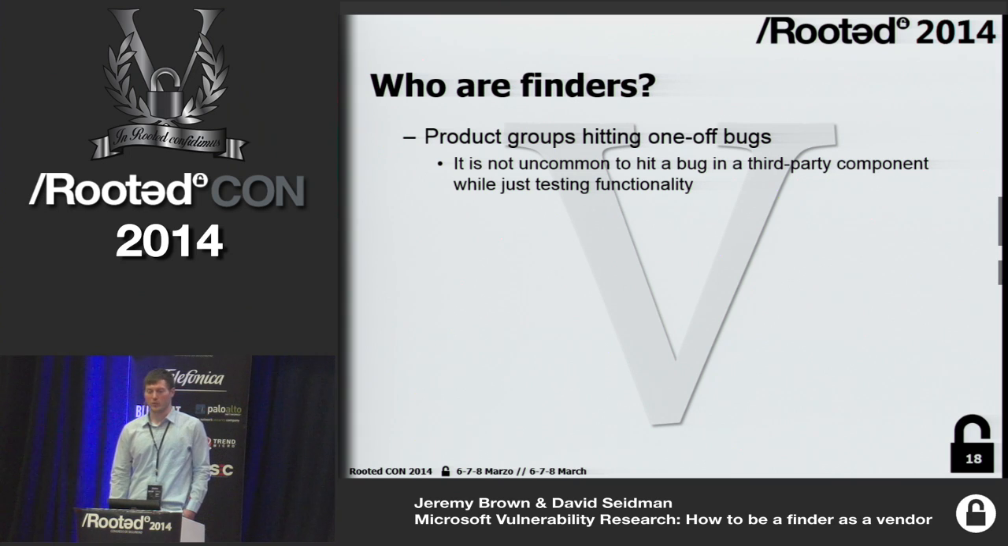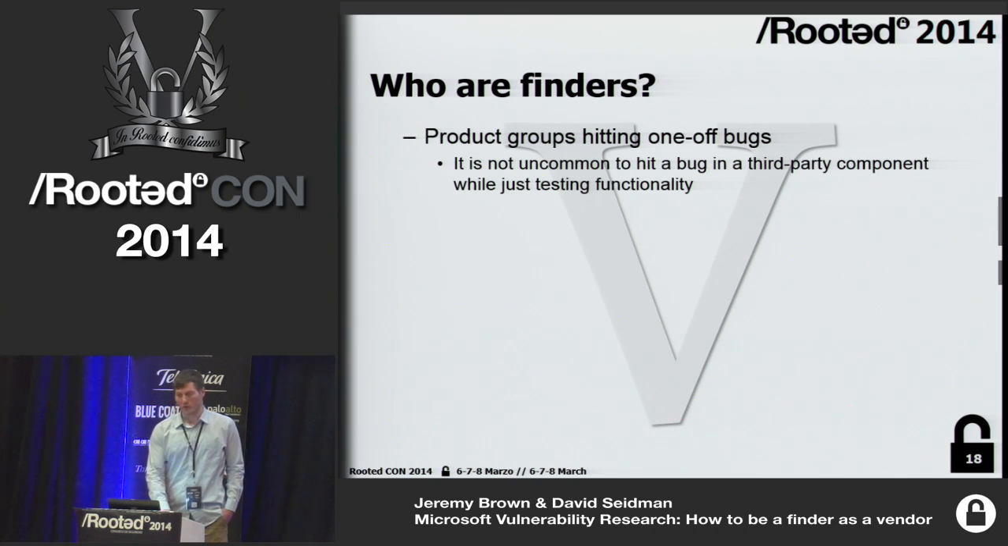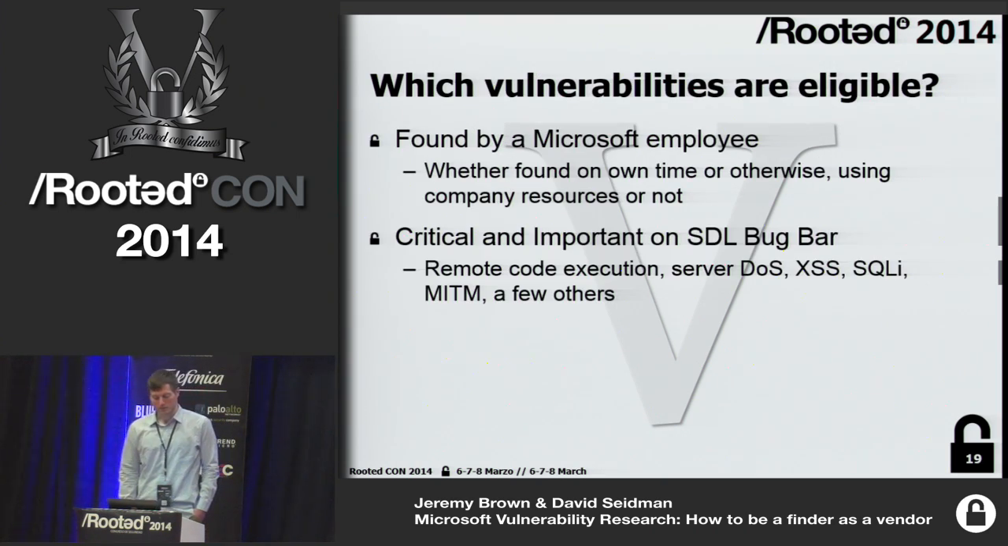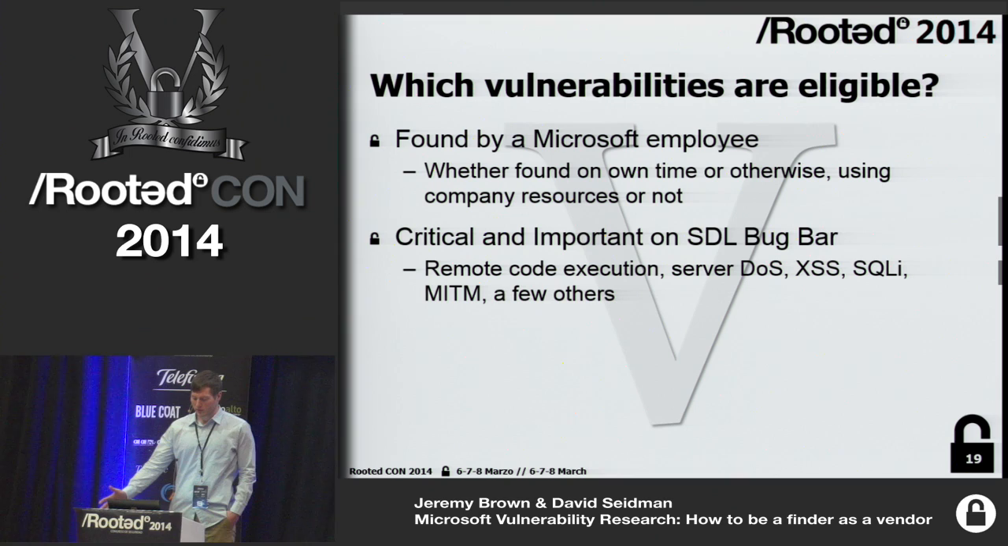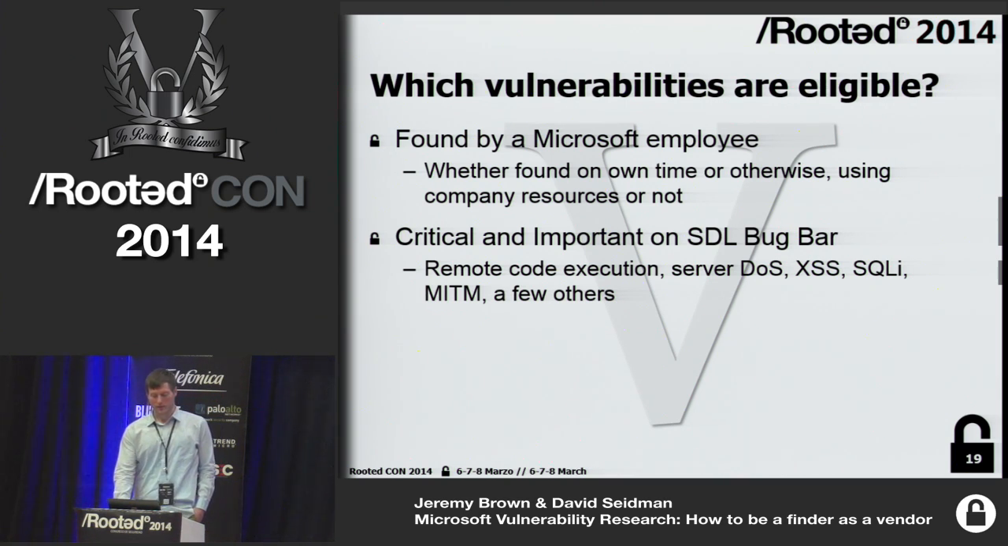And then product groups hitting one-off bugs. It's not uncommon to hit a bug in a third-party component when you're just testing it, and with security impact. So which ones are eligible? If they're found by a Microsoft employee, if you're doing this in your own company, of course, it'd be by your own employee.